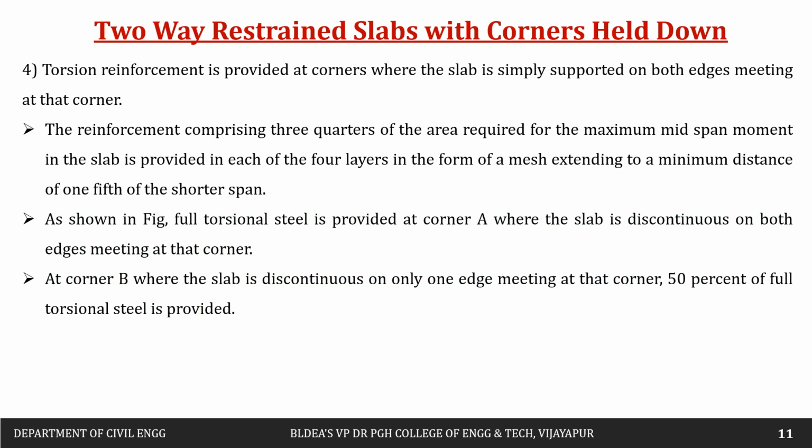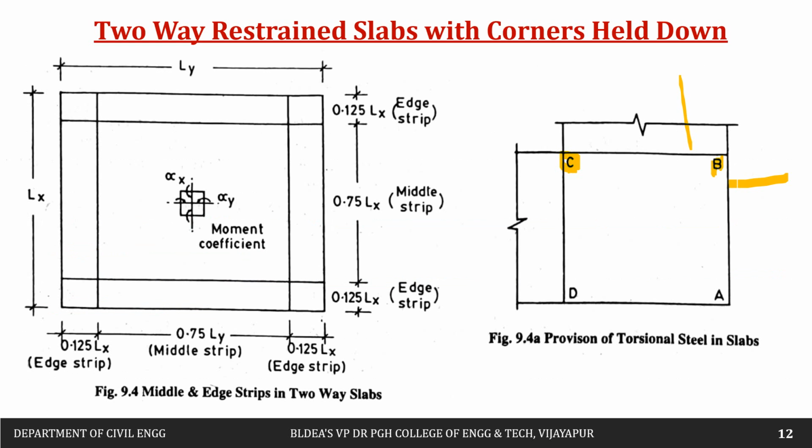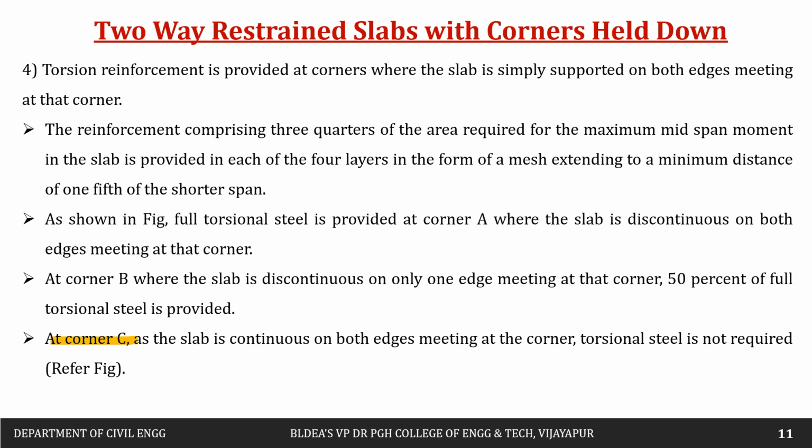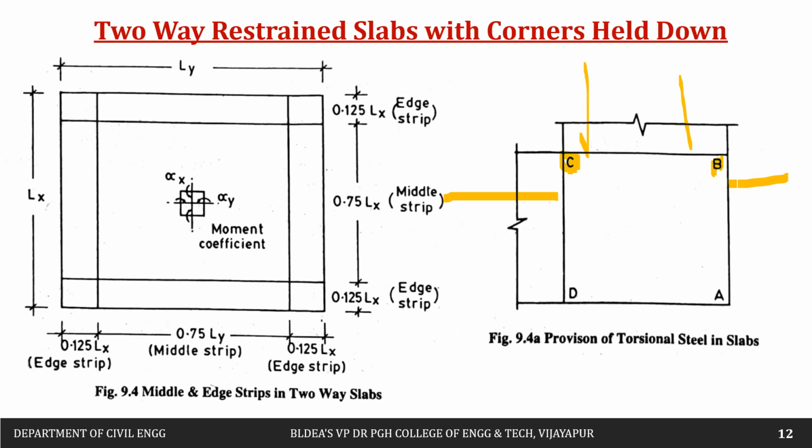Then next, at corner C, here also we have continuity on both sides. Therefore at corner C, as the slab is continuous on both the edges meeting at the corner, torsional steel is not required. So whenever you have discontinuity on both sides, 100% reinforcement. When you have discontinuity on one side and continuity on the other, we can provide 50% of the torsional reinforcement. Here on both sides we have continuity, which means we need not provide any torsional reinforcement at joint C.